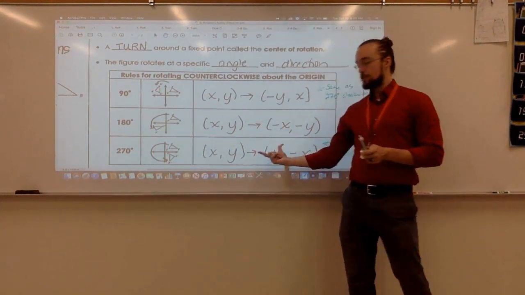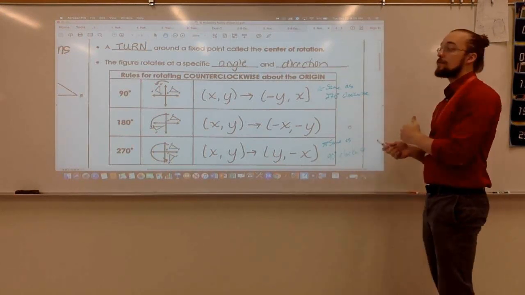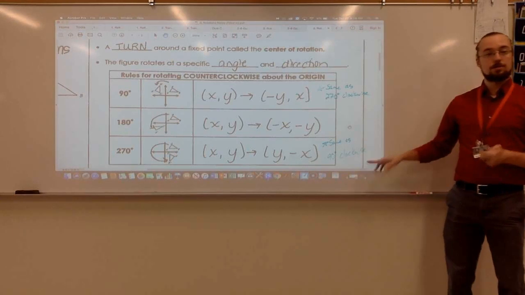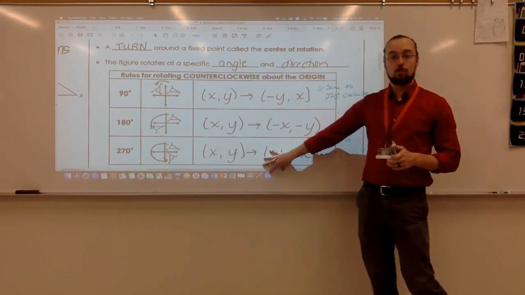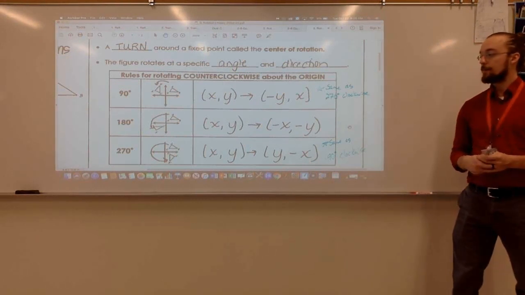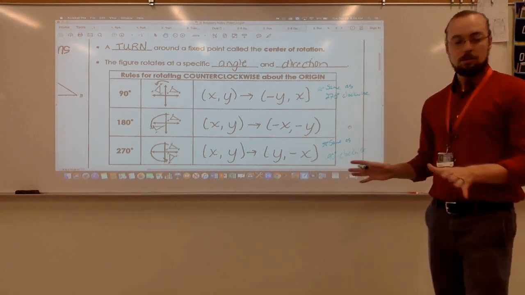We're just going to use these three rules and assume that it's counterclockwise. But if something asks you to go 90 degrees clockwise, we just need to know to use this rule. It's the same as the 270. Okay. Other questions so far?